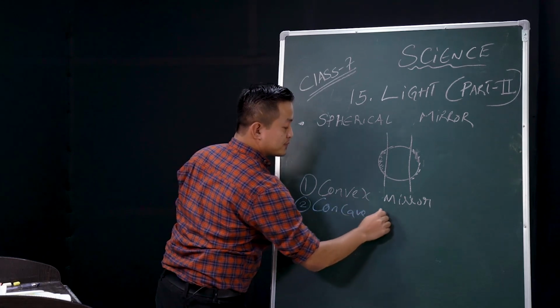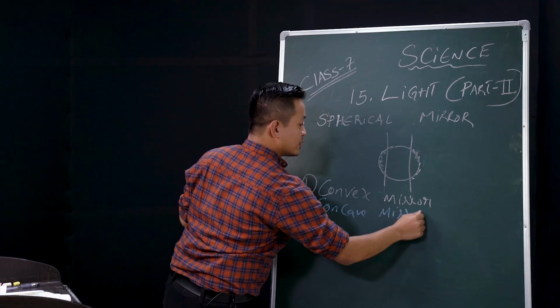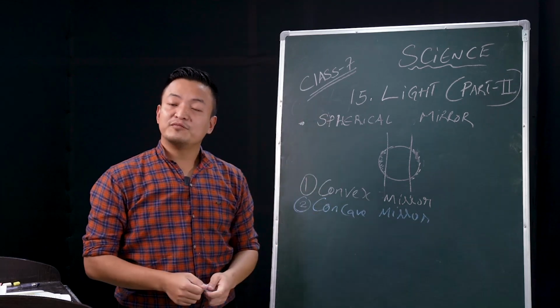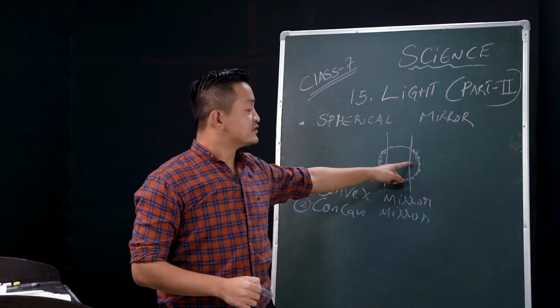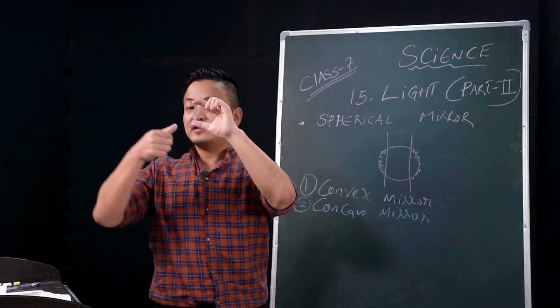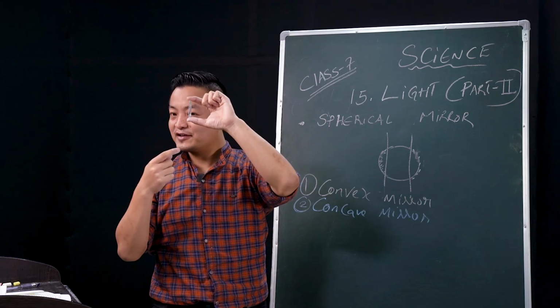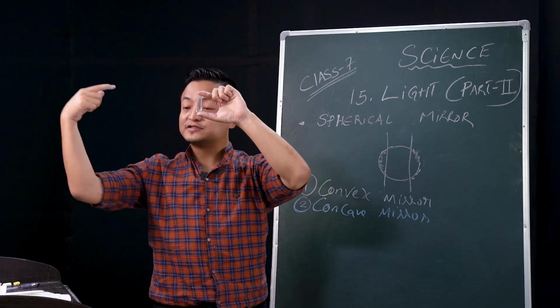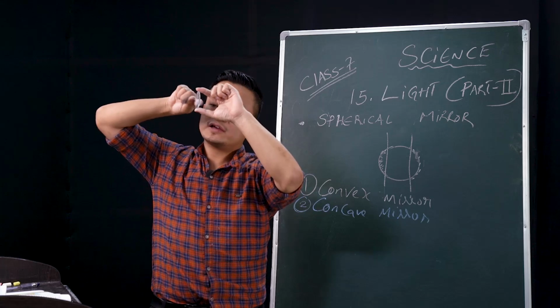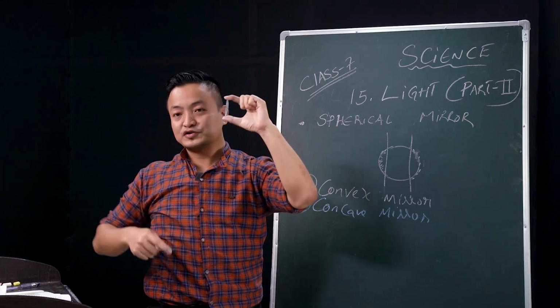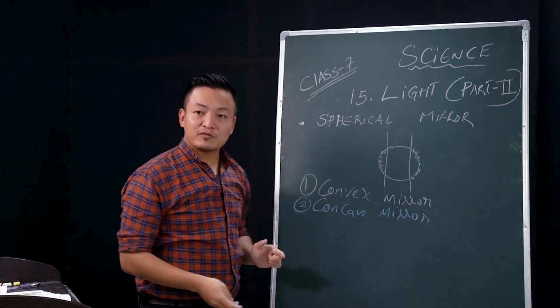Now in case of concave mirror, the reflecting surface will be inward. This inward side is facing towards the light, and here will be the coating. So I'm sure you are now clear with these two types of mirror.